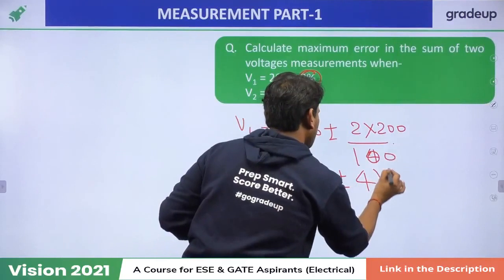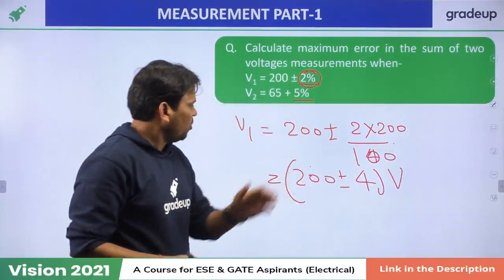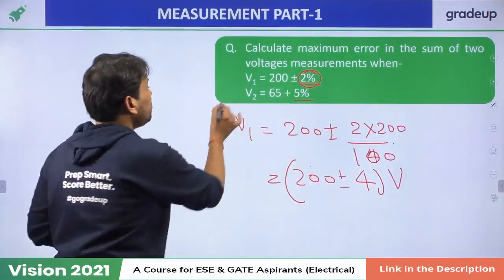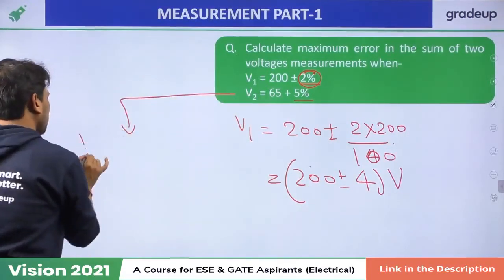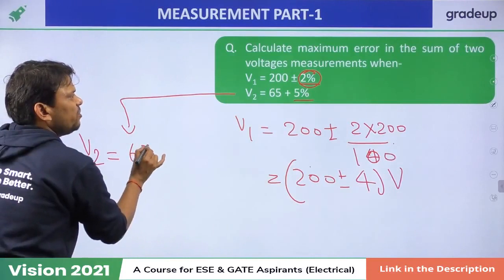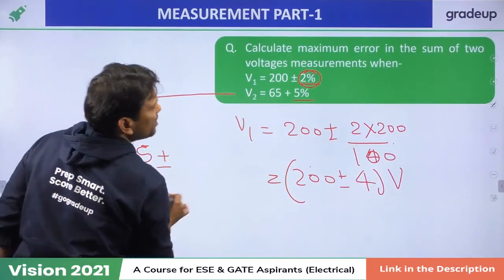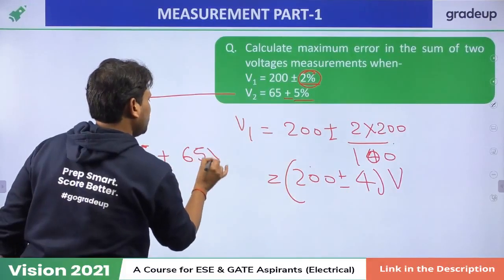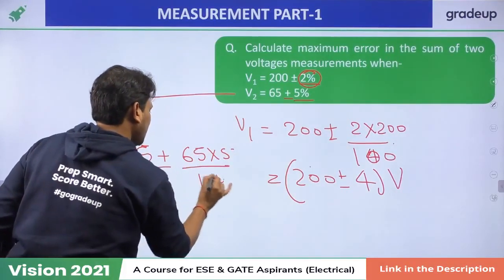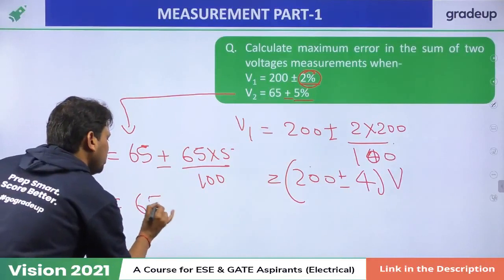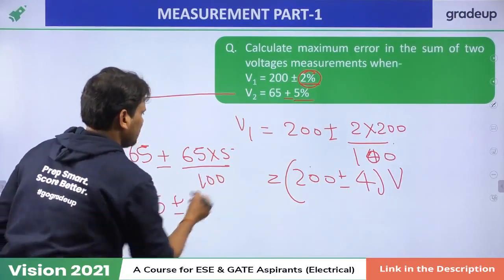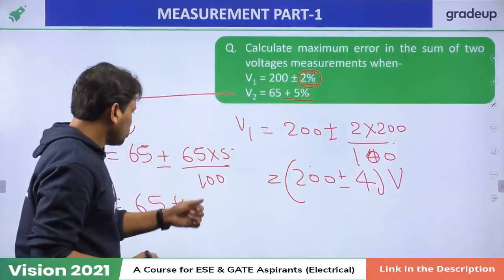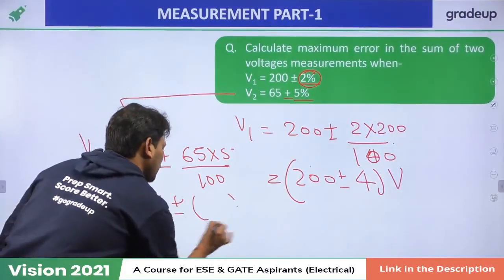So please try to understand all these things. So 200 plus minus 4 volt is the first one. And now the second one, what will be the value of V2? V2 is nothing but 65 plus minus, here minus also, so 65 into 5 by 100. Please somebody tell me how much this value we are getting. Just calculate this value first.